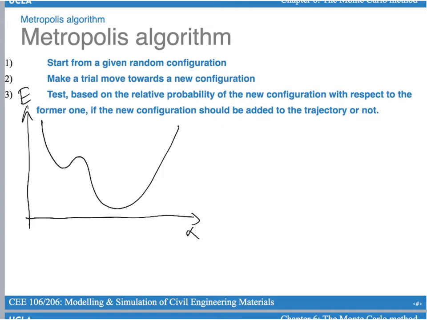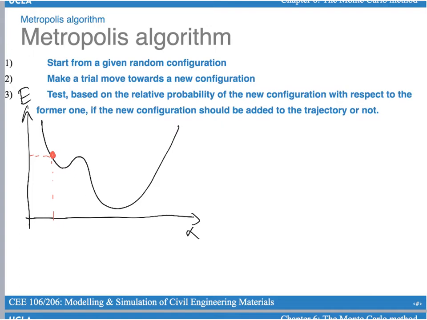So what you will do based on the Metropolis algorithm is to start by an initial position for your system, which for example can be this one. So you start by a given initial configuration, a given position of the atoms, and you will get its corresponding energy. And then you will start moving the atoms randomly to try to explore a new configuration.